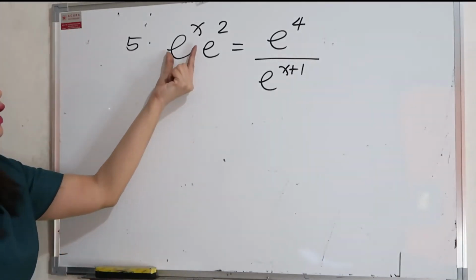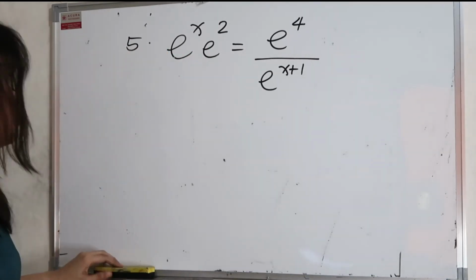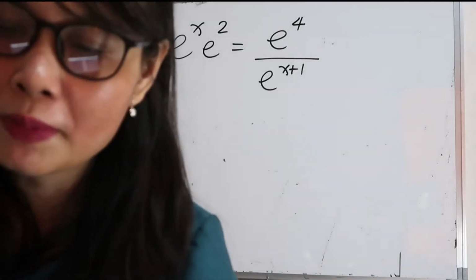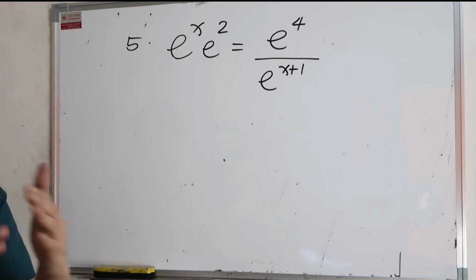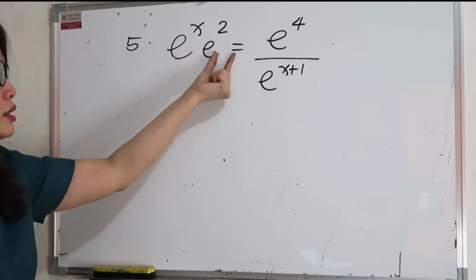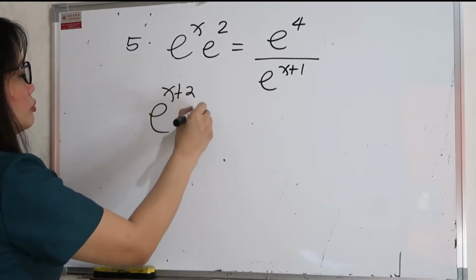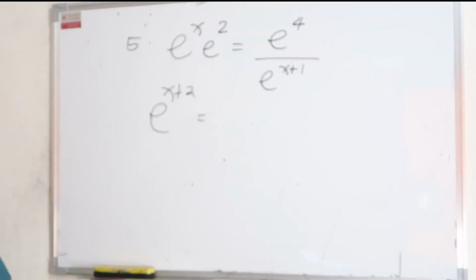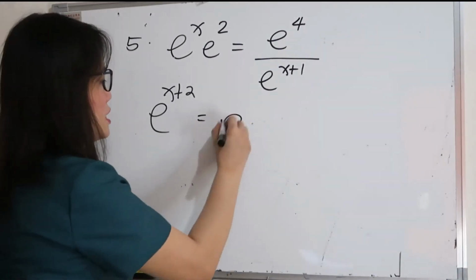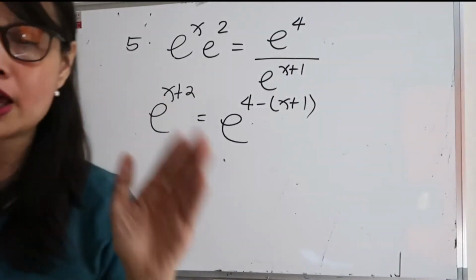If you're multiplying a common base, what will happen to the exponent? Recall the laws of exponent. If you're multiplying the same base, you simply add the exponents. So this will become e raised to x plus 2. Next, if you are dividing a common base, what will happen to the exponent? Subtract. So that will become e raised to 4 minus x plus 1.